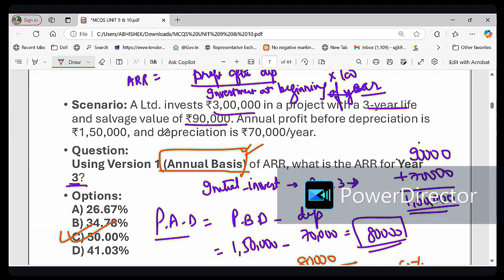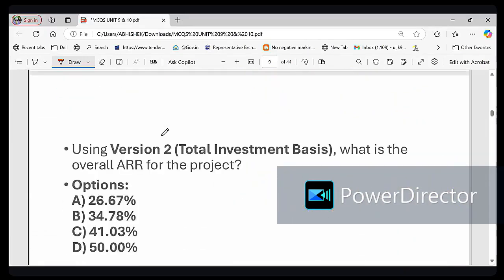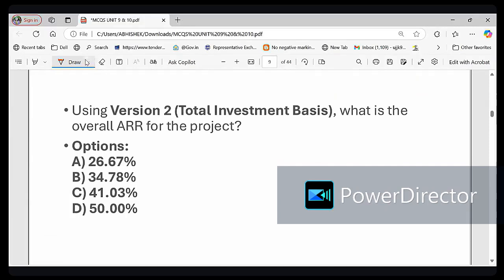Now, just remember the formula, you can easily answer it. Now let's look at the second question. The same question, second part. Now using version number 2. What is version number 2?